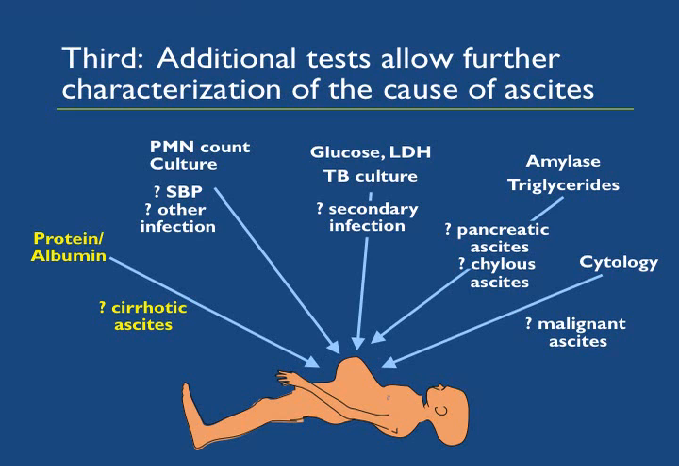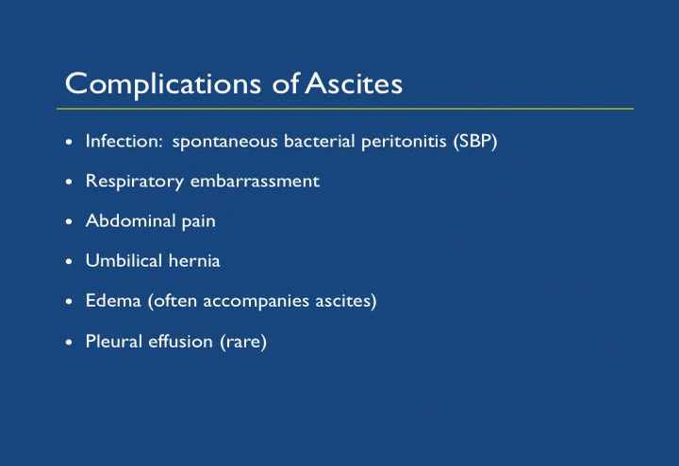Additional tests, including polymorphonuclear leukocyte count, culture, tuberculosis cultures, can suggest infection. Glucose, LDH, TB culture can also suggest a secondary peritonitis or infection. Amylase, triglycerides can provide clues to pancreatic ascites and chylous ascites, and cytology would indicate malignant ascites. So moving on to the complications of ascites, these are listed here.